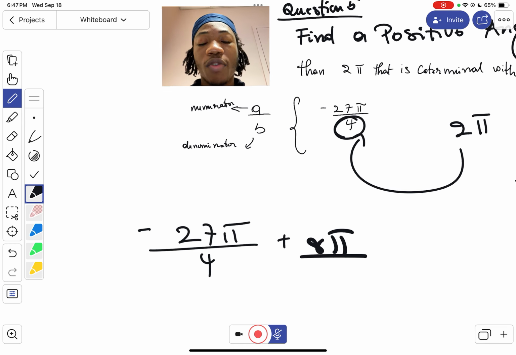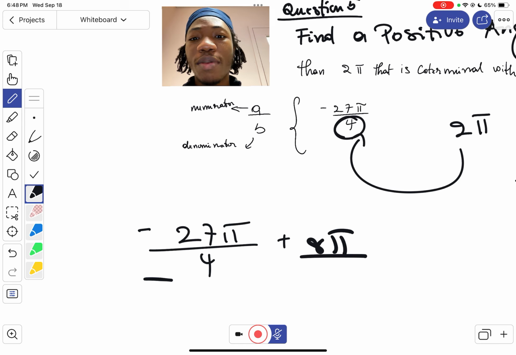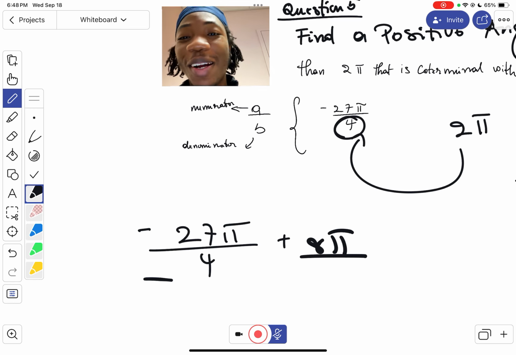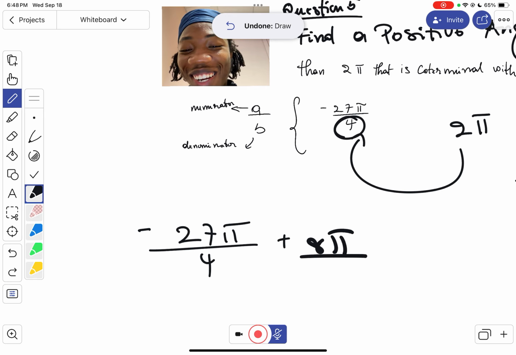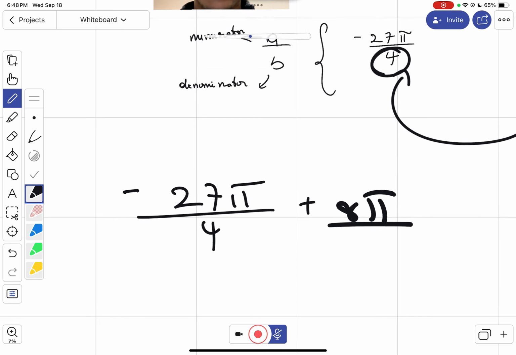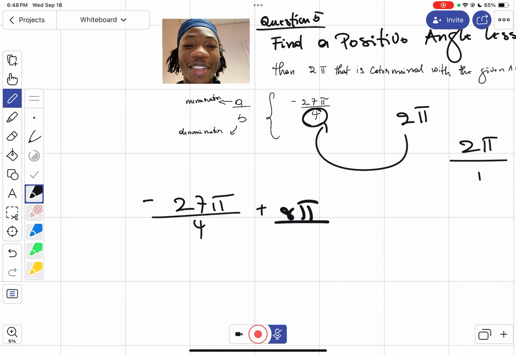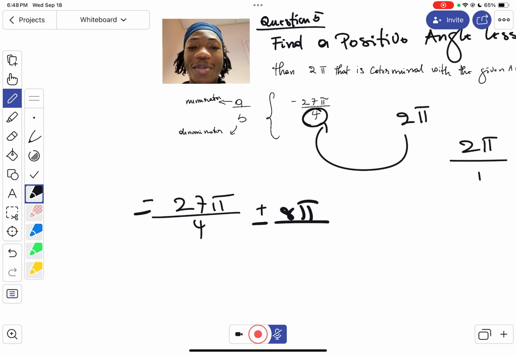If the fraction was positive, we would have just subtracted instead of added. You know what? We're just gonna do this thing. So we have the minus 27 pi, right? We're gonna add this number because we have a negative and then a positive. That's the reason why. There you go.